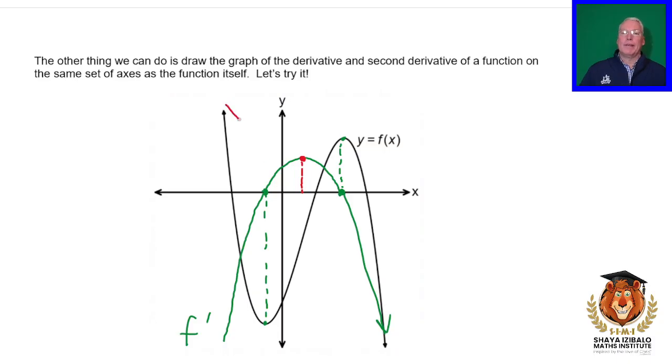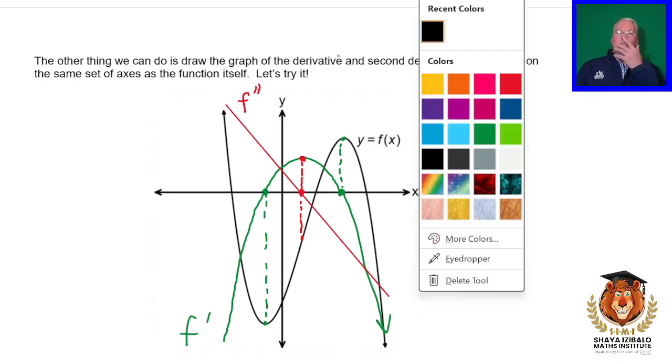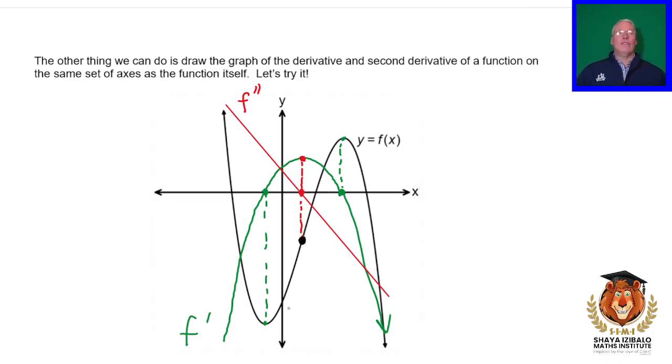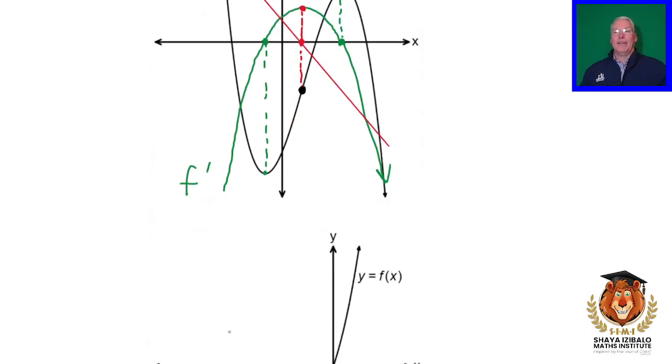But this straight line is above the axis because the green graph's got a positive gradient up to that point. And then after that, the green graph's got a negative gradient. This point over here, where the second derivative, because this red graph is our second derivative, is 0, is also the point of inflection of our original function. Notice that at this point, the graph changes from being concave up like a cup to concave down like a frown.